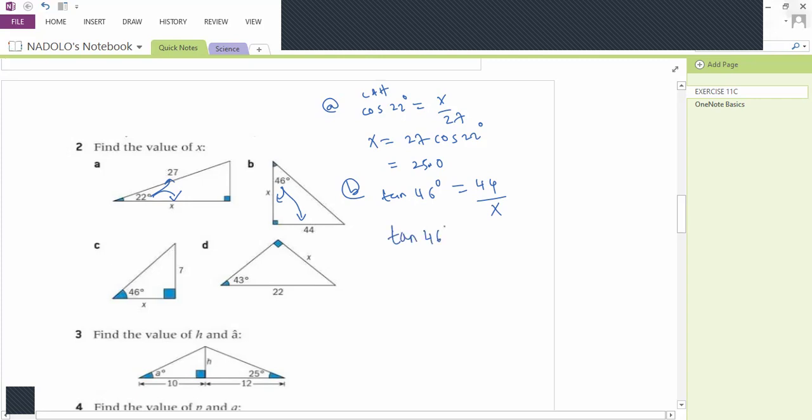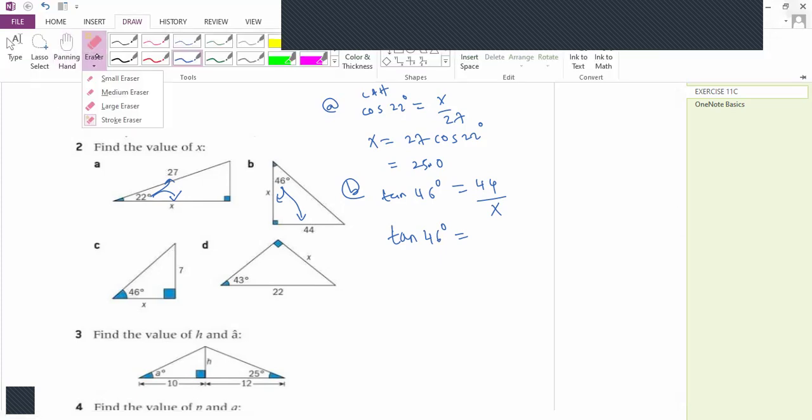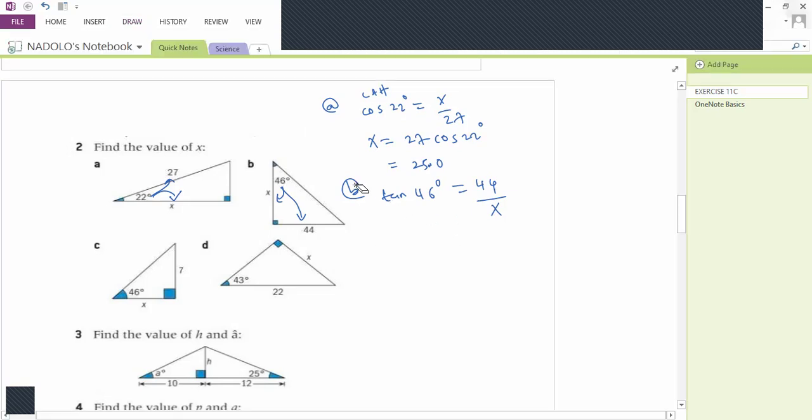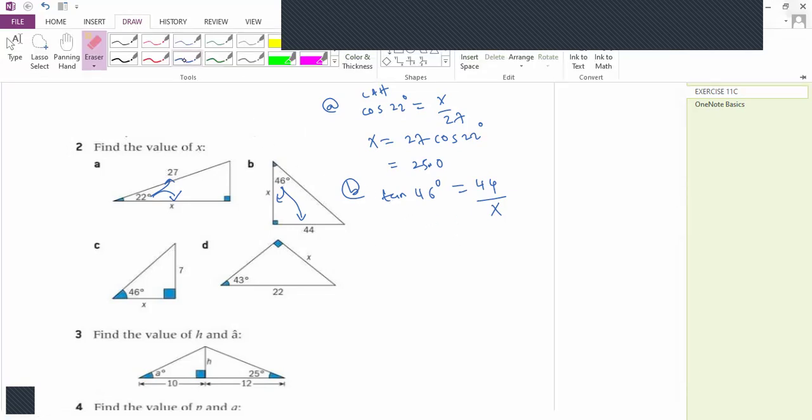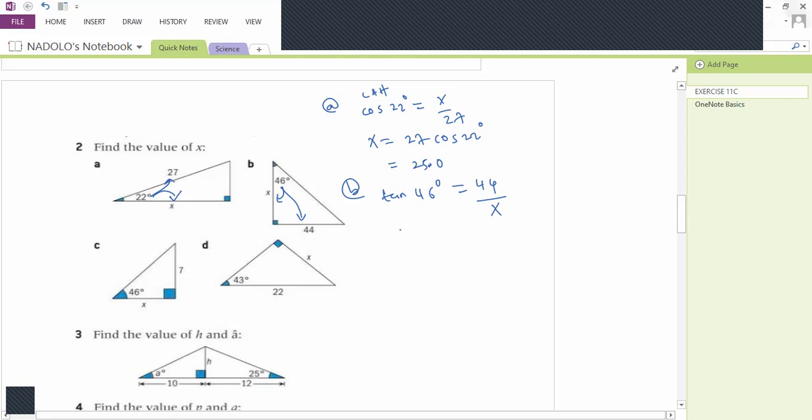We can make x the subject, we can do a reciprocal. So for you to get x, you can do reciprocal on both sides. The left-hand side will be 1 over tan 46 degrees is equal to reciprocal of x over 44. So for you to get x, you multiply by 44 this side. So it will be 44 divided by tan 46 degrees.